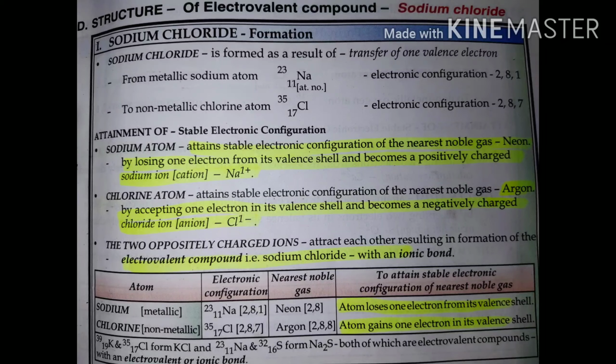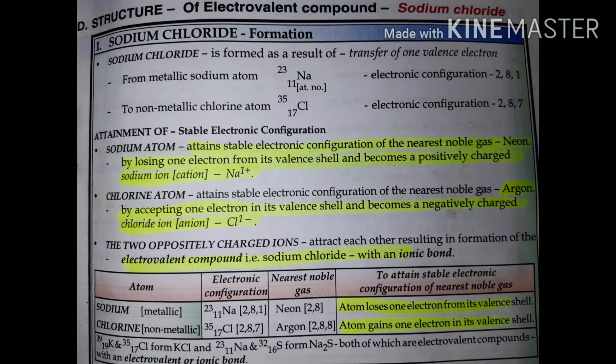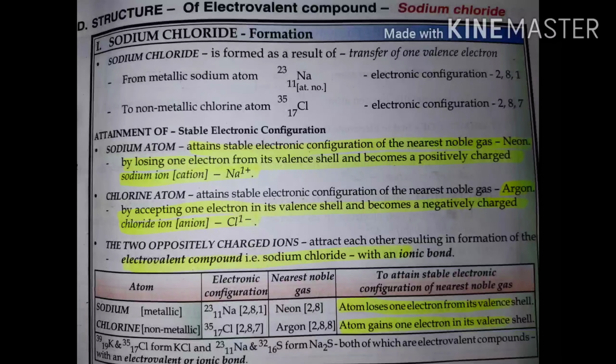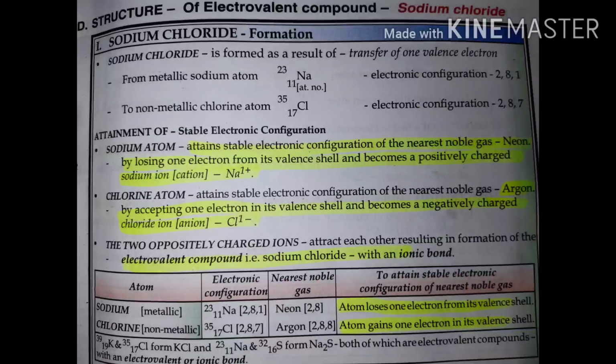On page number 25, you can see the first point is about sodium. Sodium, symbol Na, atomic mass number 23 and atomic number 11, which is written with the symbol of sodium, and electronic configuration 2, 8, 1. Next point is information about chlorine. Chlorine, symbol Cl, atomic mass number 35, which is written above, and atomic number 17, which is written below it, and electronic configuration is 2, 8, 7.